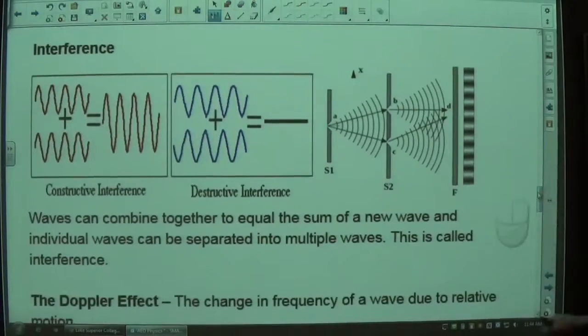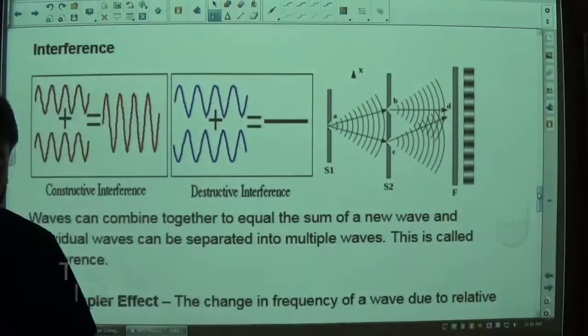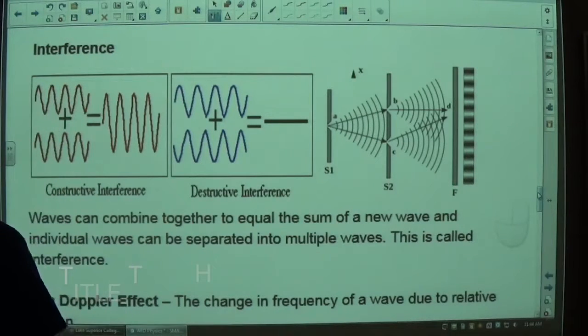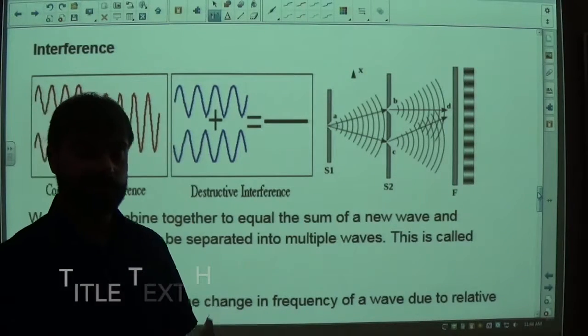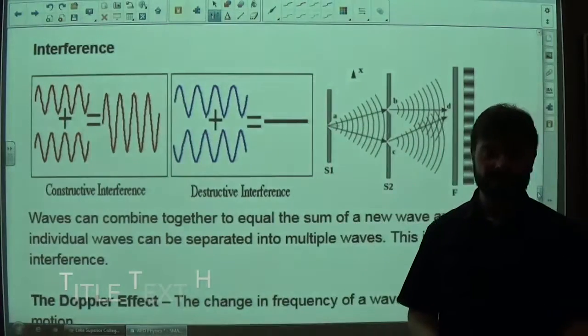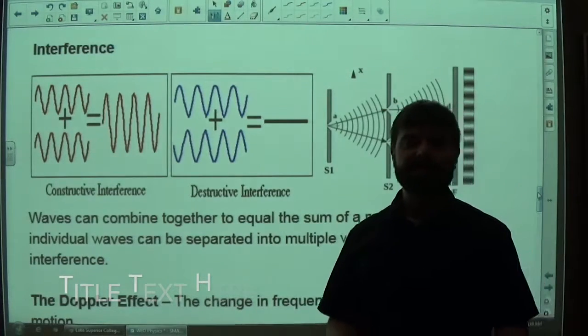Alright, now we're going to talk about how waves interact with either each other or other objects that they make contact with. So waves can do a lot of different things. They can bounce off objects, they can go through objects, and in some instances they can go around objects.